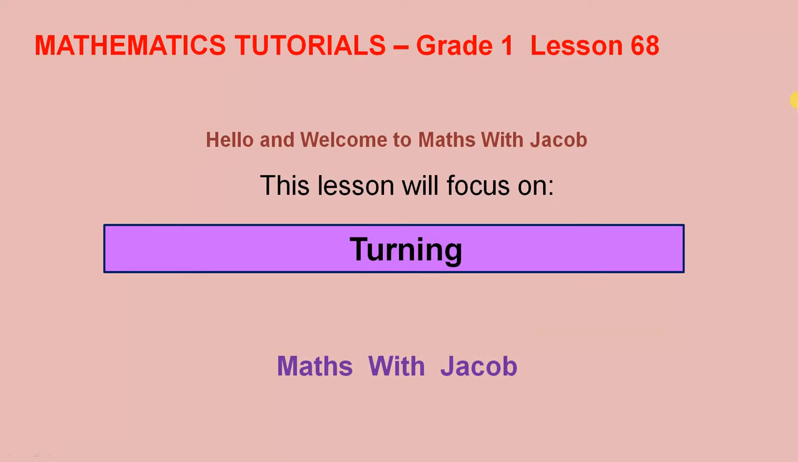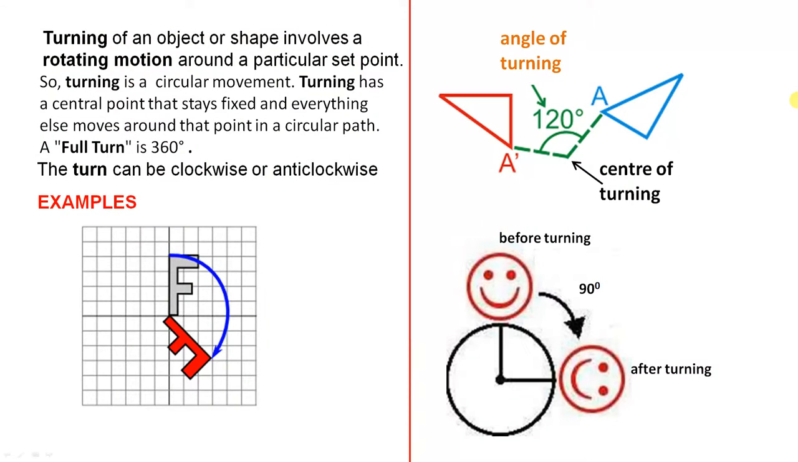This lesson will focus on turning. Turning of an object or shape involves a rotating motion around a particular set point. So, turning is a circular movement. Turning has a central point that stays fixed and everything else moves around that point in a circular path.